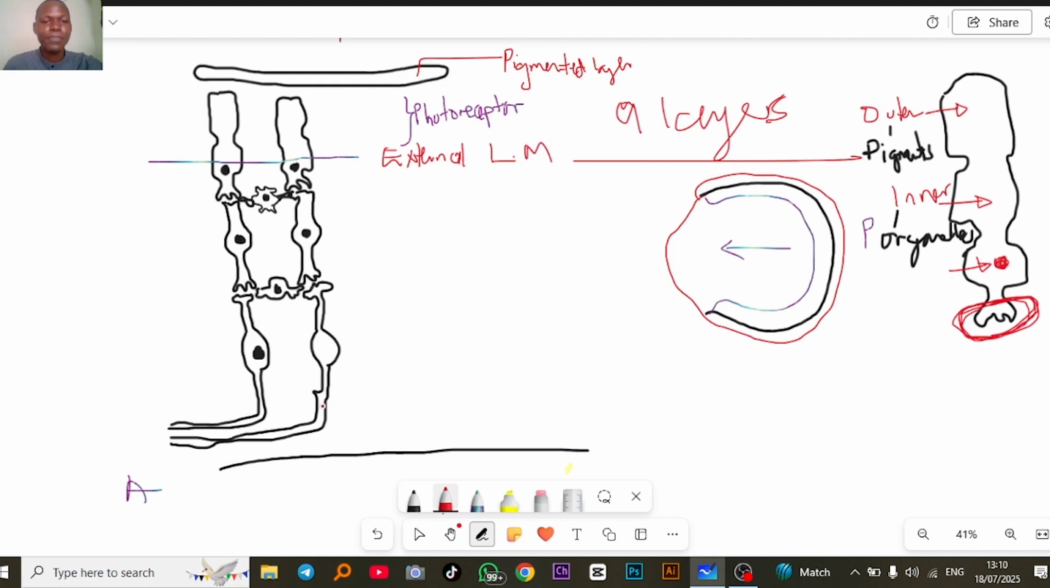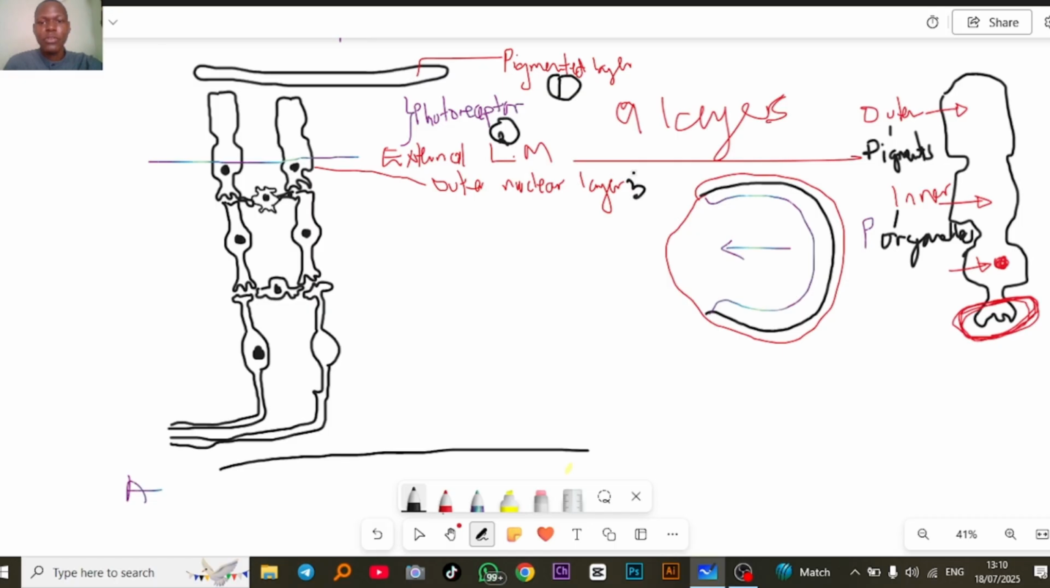Then we have this layer which contains the nuclei of the photoreceptors, and this layer will be known as the outer nuclear layer. But remember, the nuclei are for the photoreceptors, so that's the outer nuclear layer. So we have 3 already. That's the first one, then we have the external limiting membrane, and we have our outer nuclear layer.